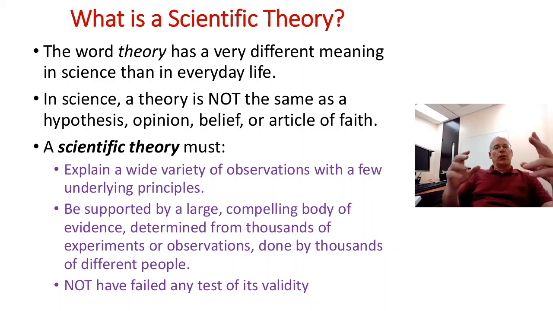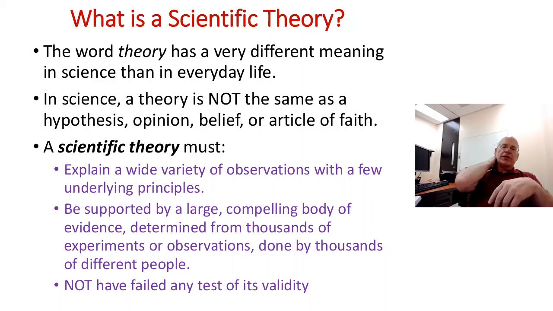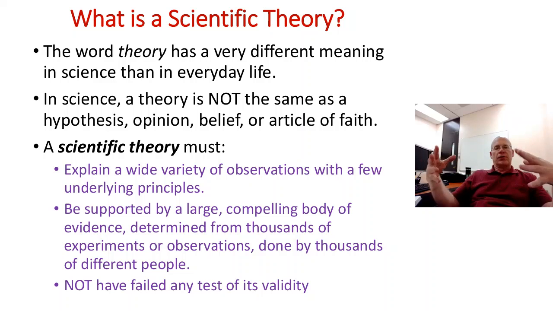So let me go more into the definition of a theory. A scientific theory has to explain a wide variety of observations with as few underlying principles as possible. It has to be supported by a large, compelling body of evidence determined from thousands, if not hundreds of thousands of experiments or observations done by hundreds of thousands of different people that can continue to do that and do continue to do that. And never, ever has failed any test of its validity.